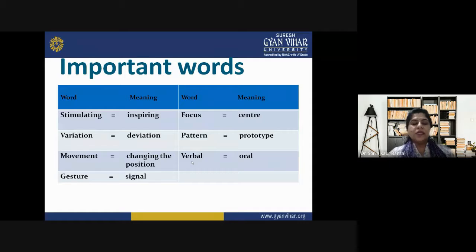Then the next term is gesture. Gesture is called a signal. What type of signals you are presenting in front of your students, that is very important. Then focus is centered. Where the focus of your students is really matters a lot, because whatever you are teaching, your students are going to learn in that way. Then pattern or prototype is called pattern, how you are following the stimulus in the class. That is very important. Verbal is related to the oral part.